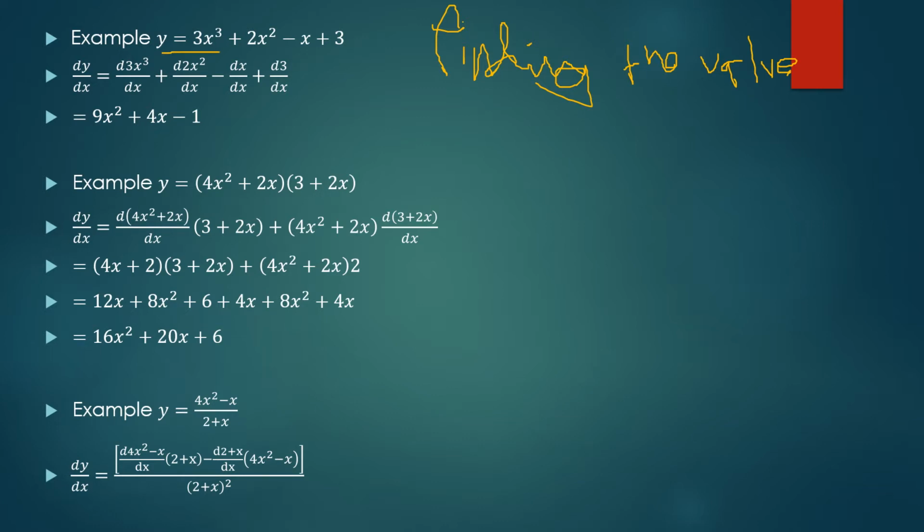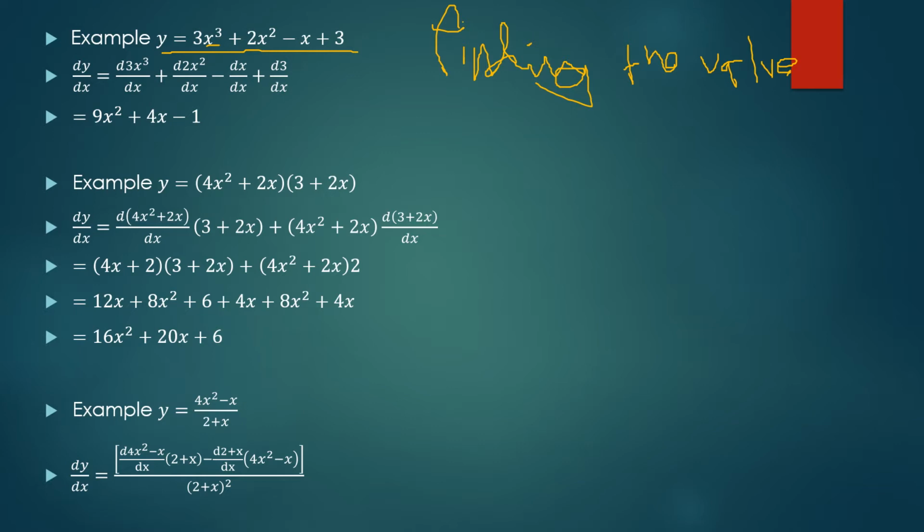We have y = 3x cubed plus 2x squared minus x plus 3. The question is: find the value of x by deriving the function y in terms of x. Meaning, we are finding the value of x. So to do that we have to derive it, let's do it one by one.